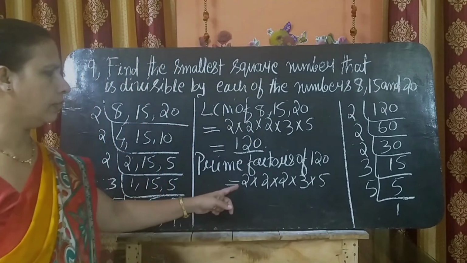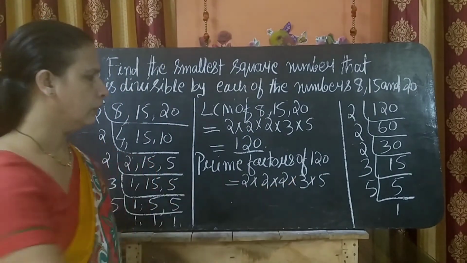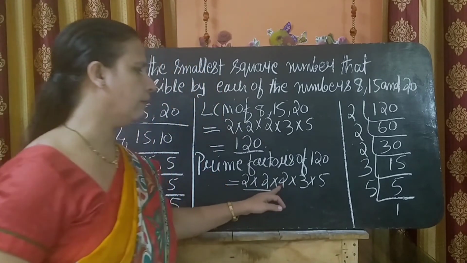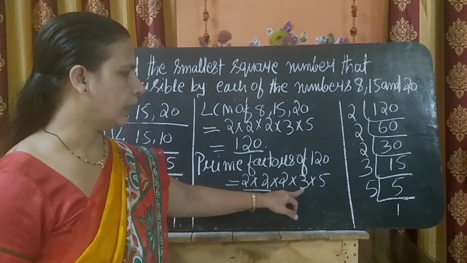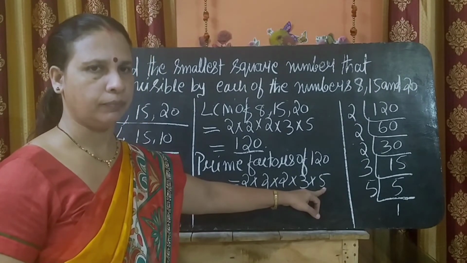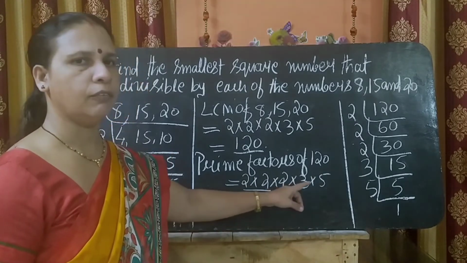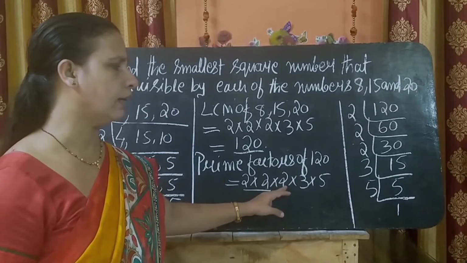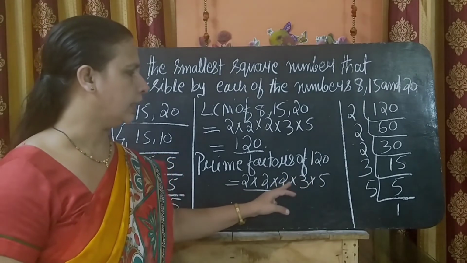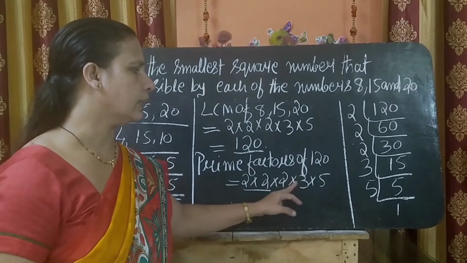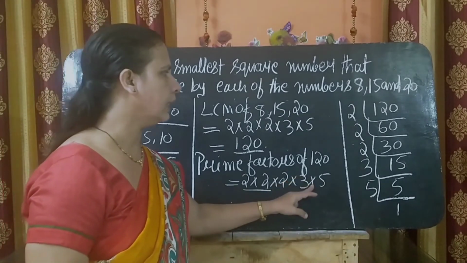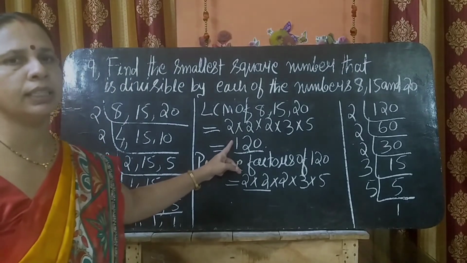After that, we have to make it pairs. 2 2 is one pair. Here one 2 doesn't have any pair. Then 3 also doesn't have any pair. 5 also doesn't have any pair. That time we have to multiply the numbers which don't have any pair. That is 2 into 3, 6, 6 into 5, 30. Then that 30 we have to multiply with the LCM.